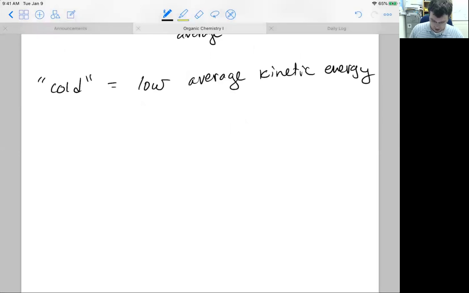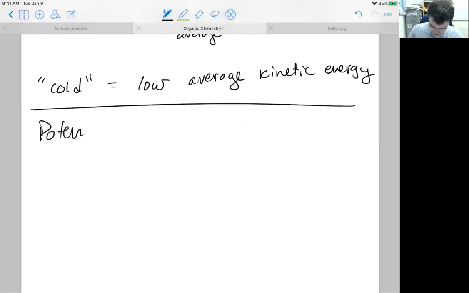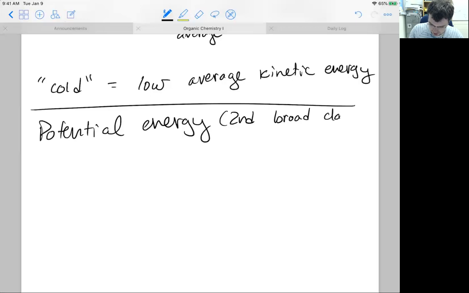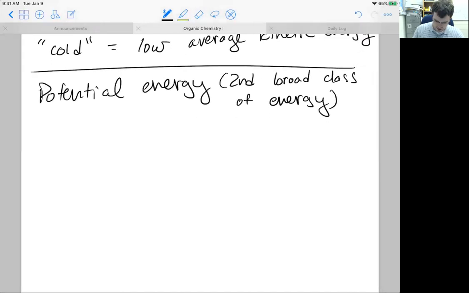Okay, anyway, let's move on to the second type of energy that we're going to look at, and that is potential energy. So potential energy can be a little bit less intuitive. This is our second broad class of energy, and this is energy due to the arrangement or position of a system.